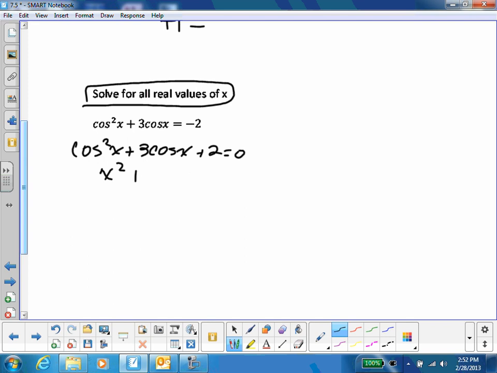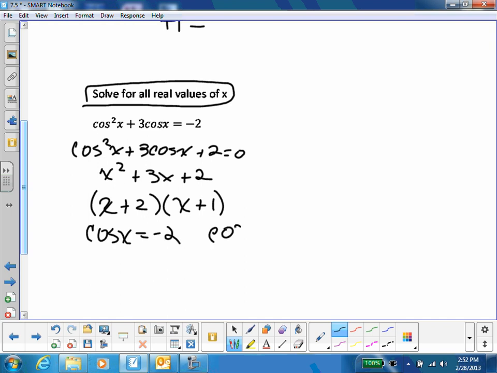Set it up like an algebra problem. What should I do? Okay. So that tells me that the cosine of x equals -2 and the cosine of x is equal to? Okay. What happens here? Well, cosine of what is -2? Nothing. It's an extraneous answer.